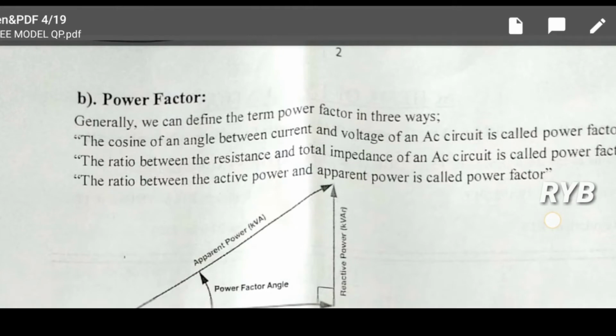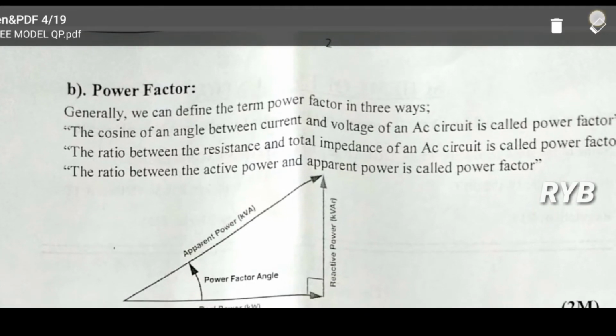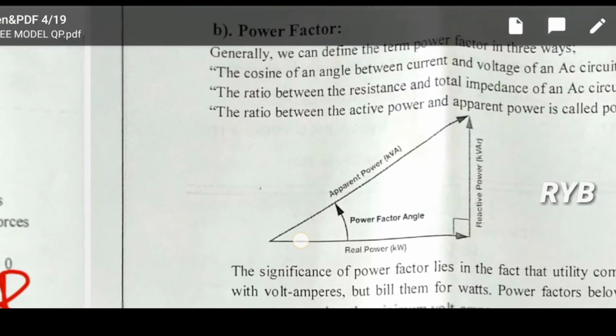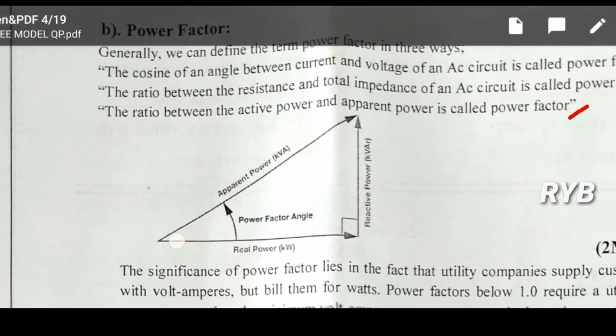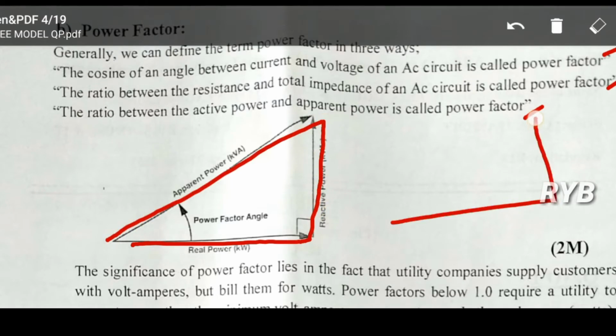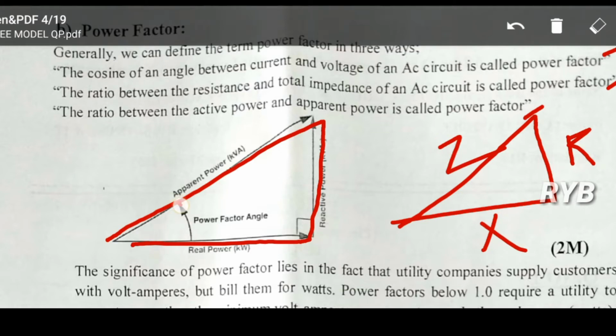Similarly for B, power factor: the cosine of the angle between voltage and current is known as power factor. The ratio between resistance and impedance is also known as power factor. Like that, three definitions are there. The ratio between active power and apparent power is also known as power factor. You know the power triangle. The power triangle shows real power, reactive power, and apparent power. Simply we can say cos phi equals R by Z. This is the impedance triangle, and this is the power triangle.